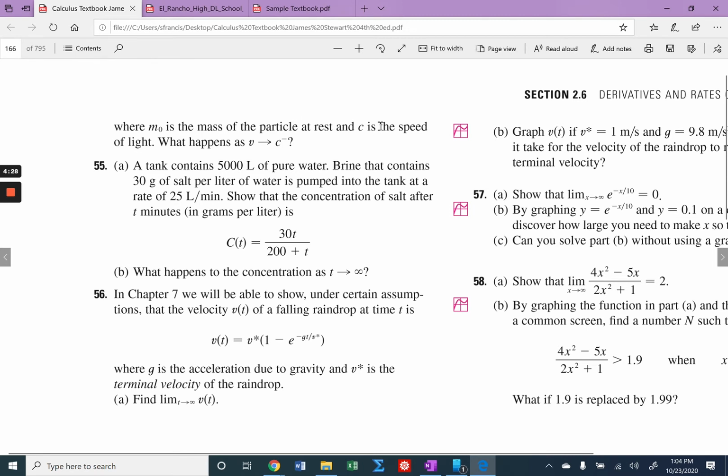Now number 55. It says, part A: a tank contains 5,000 liters of pure water. Brine that contains 30 grams of salt per liter of water is pumped into the tank at a rate of 25 liters per minute. Show that the concentration of salt after t minutes, in grams per liter, is given by that function there. And then in part B, you're asked what happens to the concentration as t approaches infinity.